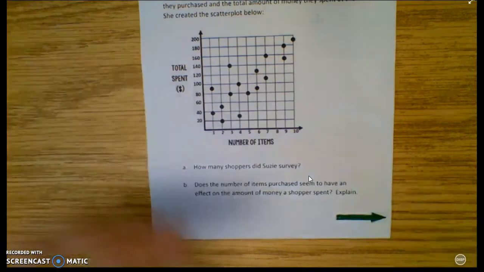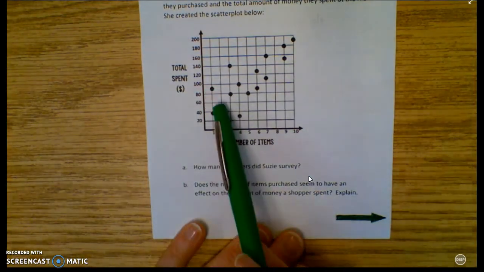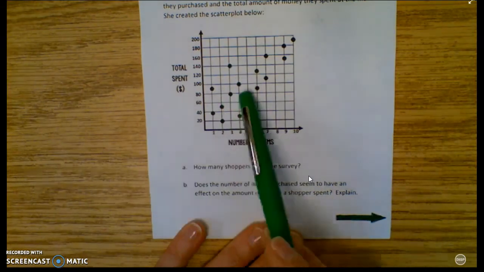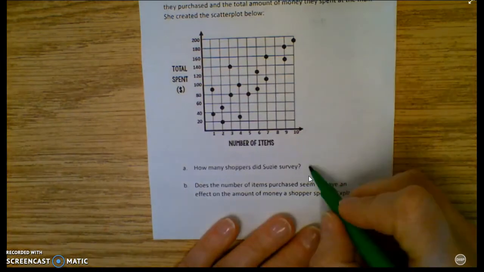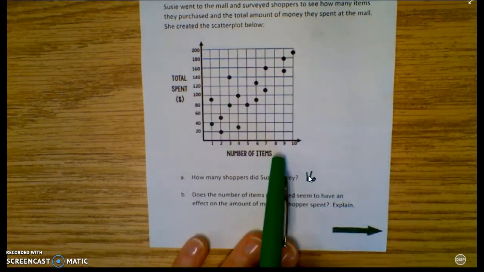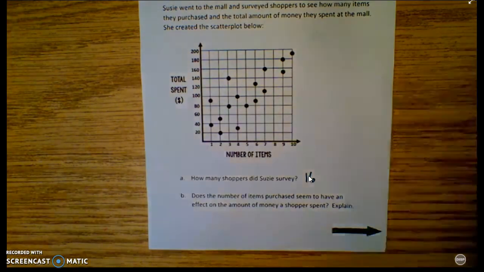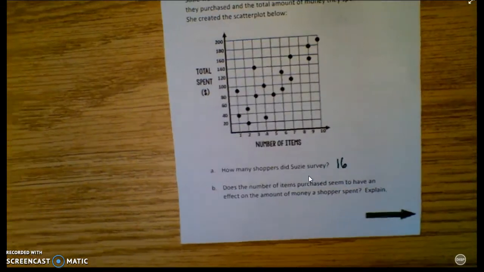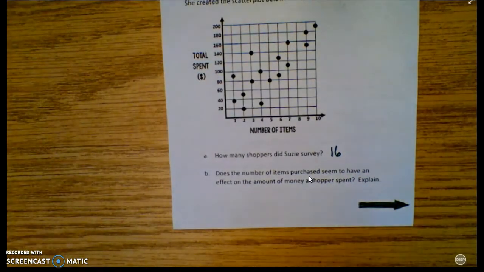If they ask you how many shoppers she surveyed, you basically just need to add up all your points. So it looks like we've got 6, 7, 8, 9, 10, 11, 12, 13, 14, 15, 16. That means each of the 16 people she asked reported how many items and how much money was spent. Very similar to the dots that you put on your graph out in the hallway. Each dot represented one bit of your information that we took down the other day.